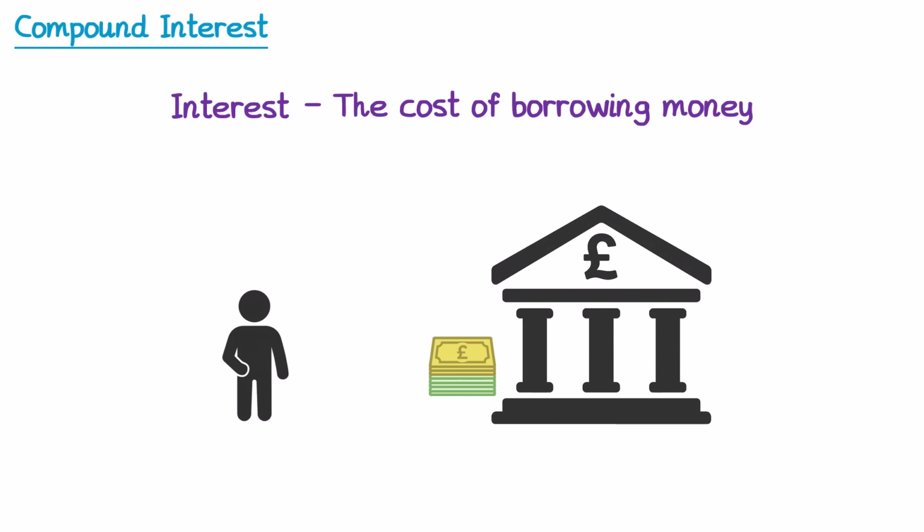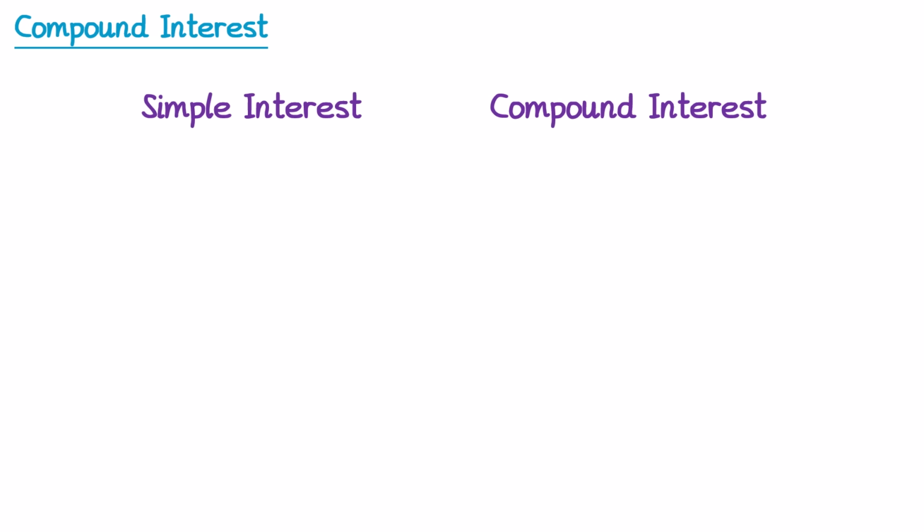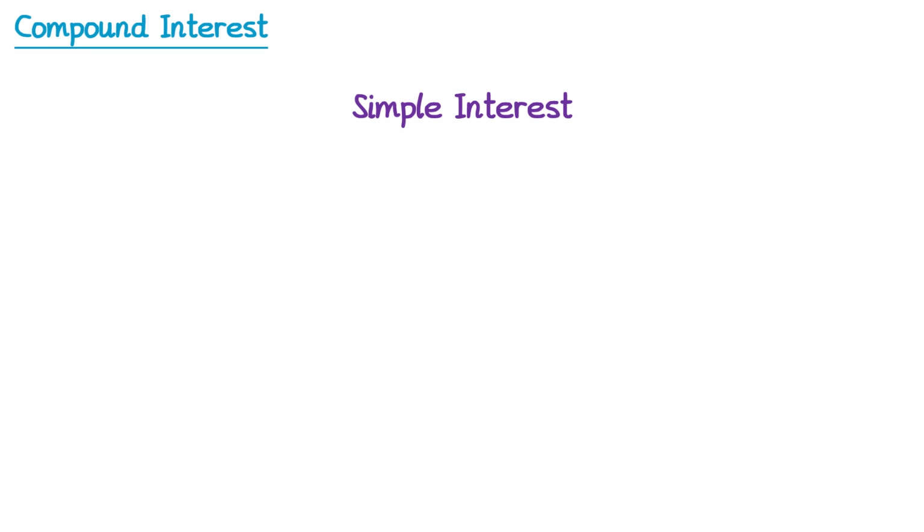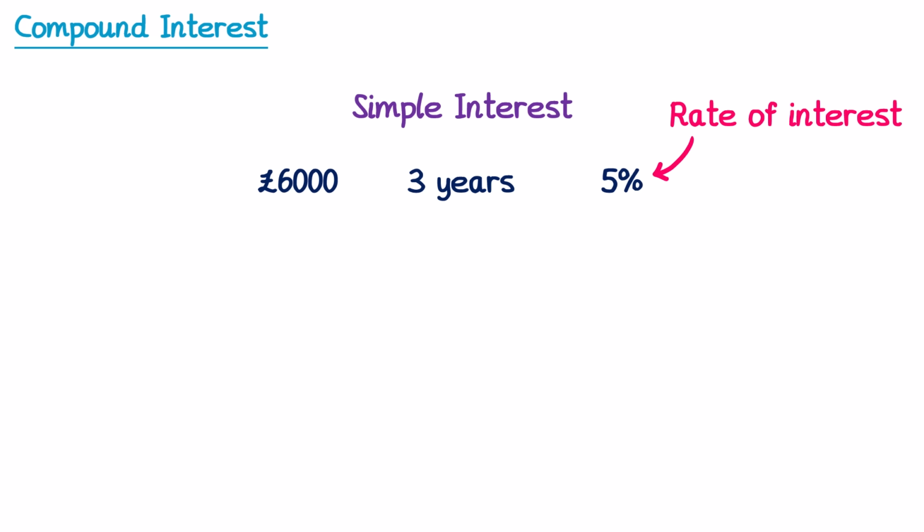There are two types of interest you need to be aware of, known as simple interest and compound interest. We're going to look at simple interest first. Let's imagine that you're going to place £6,000 into a bank, you're going to leave it there for 3 years, and the bank says that it's at 5% interest. This 5% here is the rate of interest. It will help us work out how much interest you're going to receive each year, and in this case it's 5%.